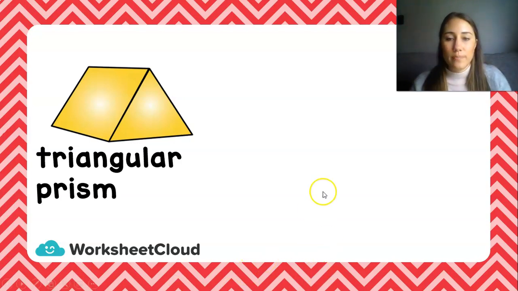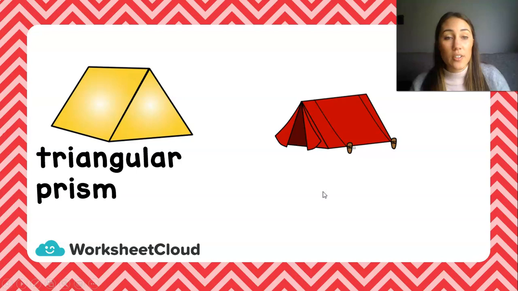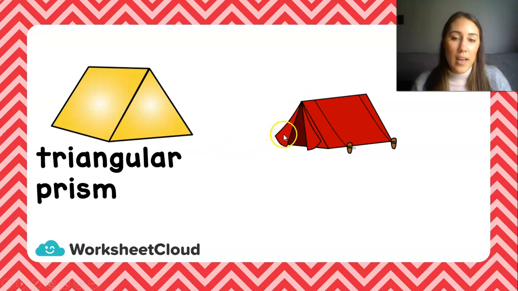Okay, so a tent could be a triangular prism. Here you can see there would be a triangle here. And if you use your imagination to try and imagine what the back would look like, it would also be a triangle at the back. The side over here is a rectangle. Remember, it's a rectangle because it has two long sides and two equal short sides.